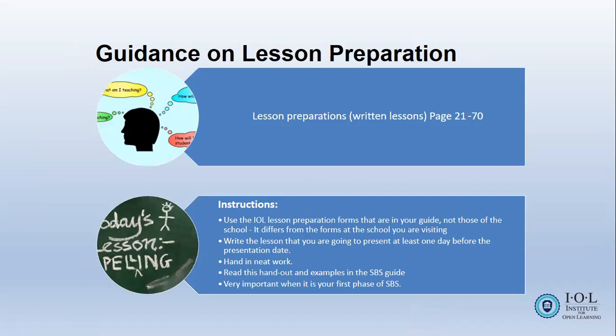So guidance on lesson preparation is provided, and the lesson preparations start on page 21 and go up to 70. So there are instructions that are given there, and you need to use the IUL preparation forms in the guide, not those of the schools, because those of the schools don't look the same as the ones in the SPS study guide.